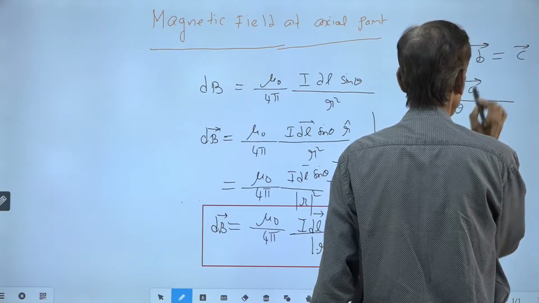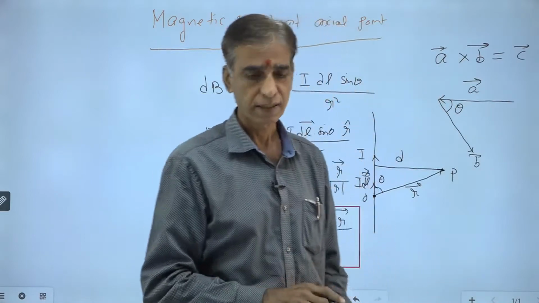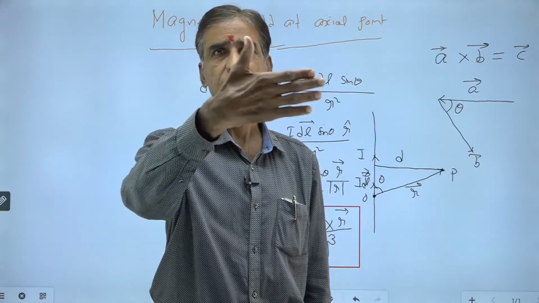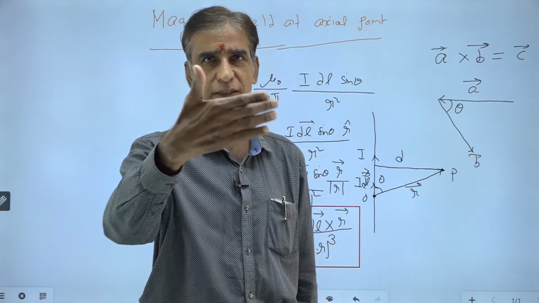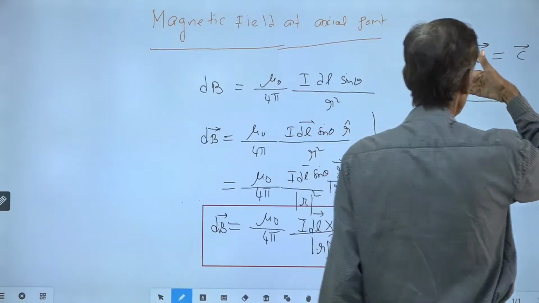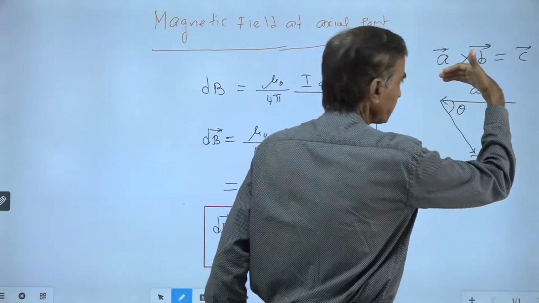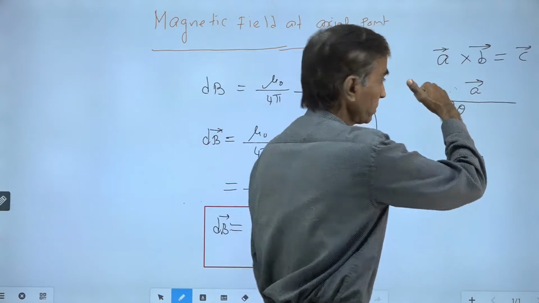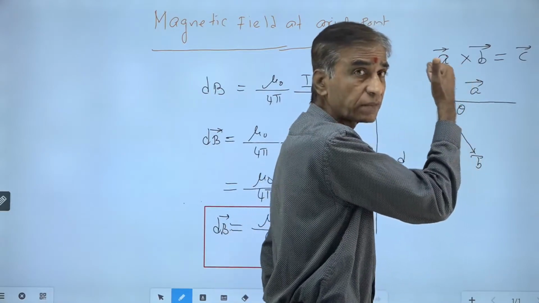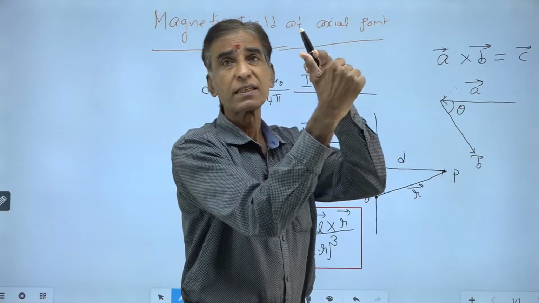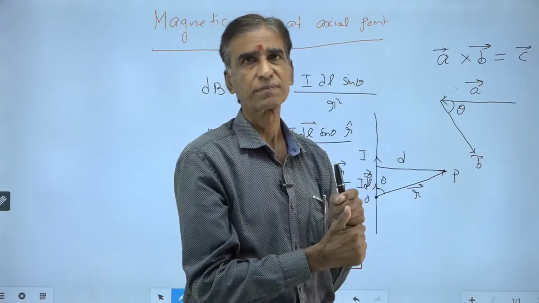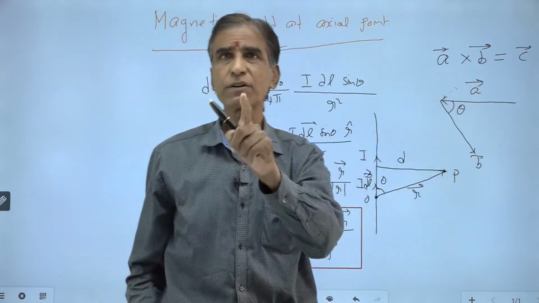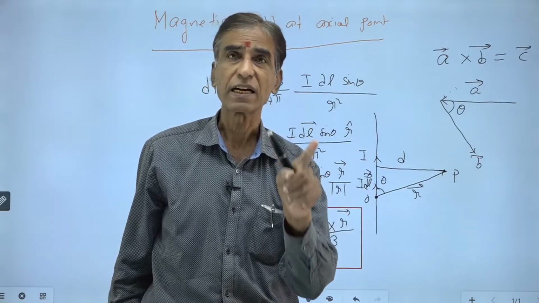So, B vector makes an angle theta here. Then take your right hand, stretch the palm, keeping the thumb perpendicular. Now, keep your palm parallel to A vector, and curl the fingers towards B vector. Then the thumb indicates the direction of the C vector. Means what? This C vector is mutually perpendicular to both A vector and B vector.